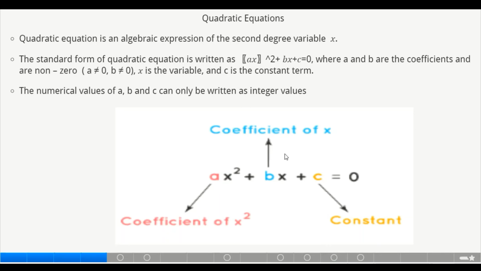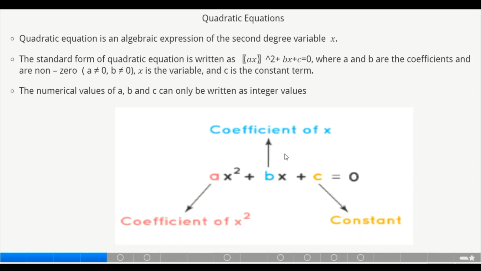Now, under this, we have the introduction to our topic, which is quadratic equation. A quadratic equation is an algebraic expression of a second degree variable x. The standard form of a quadratic equation is written as ax raised to power 2 plus bx plus c equals 0, where a and b are the coefficients and are non-zero, so they cannot take a zero value, and x is the variable and c is a constant term.